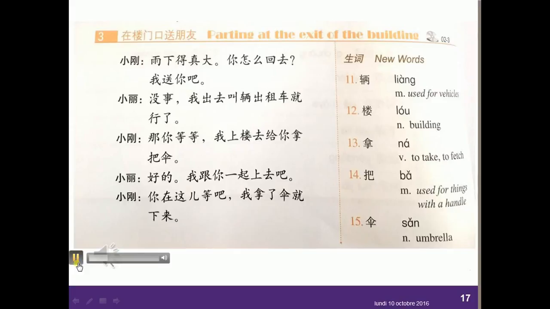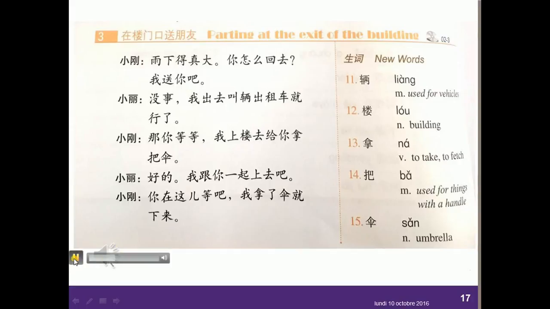Too fast. 雨下得真大，你怎么回去？Your turn. 我送你吧。They speak really fast in HSK3, so try your best to get used to that.